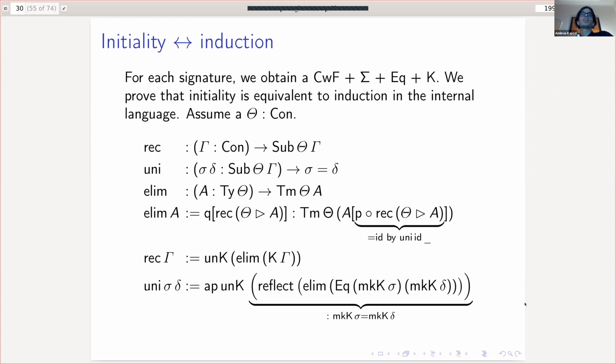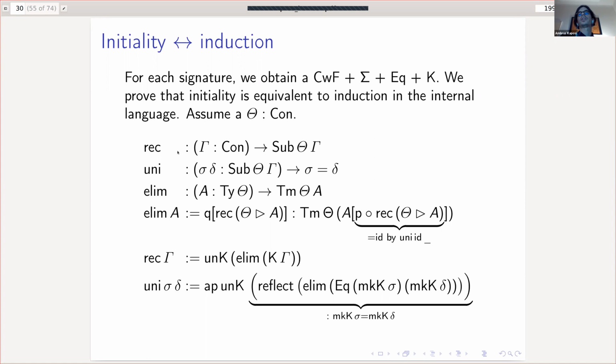And this extra structure is enough, for example, to prove that induction and initiality, so a recursor with a uniqueness principle, is equivalent to the elimination principle. So in this model, Con is the category of contexts, a CWF with all of this stuff. We describe the recursor: what does it mean that theta, an algebra, a context, has a recursion principle? It means that for any other context, there's a substitution into that context, or you could say for any other object, there's a morphism to that object from theta. And moreover, this is unique.